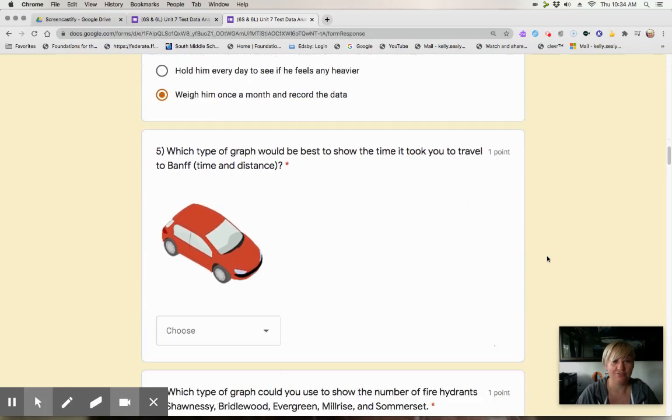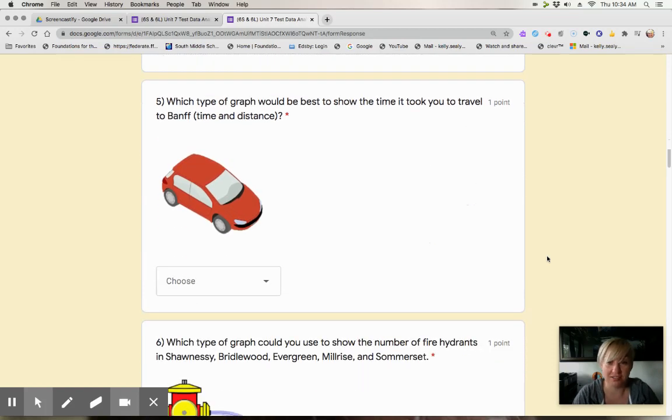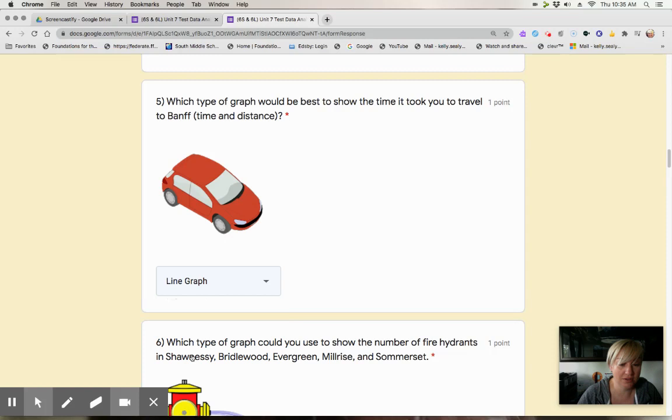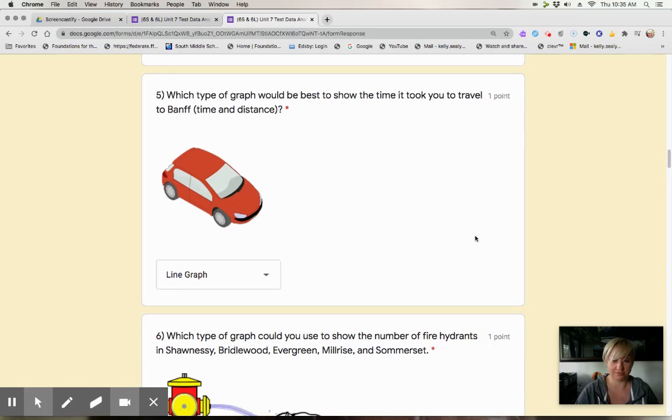Question number 5. Which type of graph would be best to show the time it took you to travel to Banff, showing time and distance? Your choices are bar, pictograph, double bar, line, series of points. You have to think, is this continuous or discrete data? This is continuous because you can have decimals of time and decimals of distance, and they are connected data. Where you are at this point in time is connected to where you are at this point of time. There should be a line between those 2 points. So line graph is the best selection for this one.